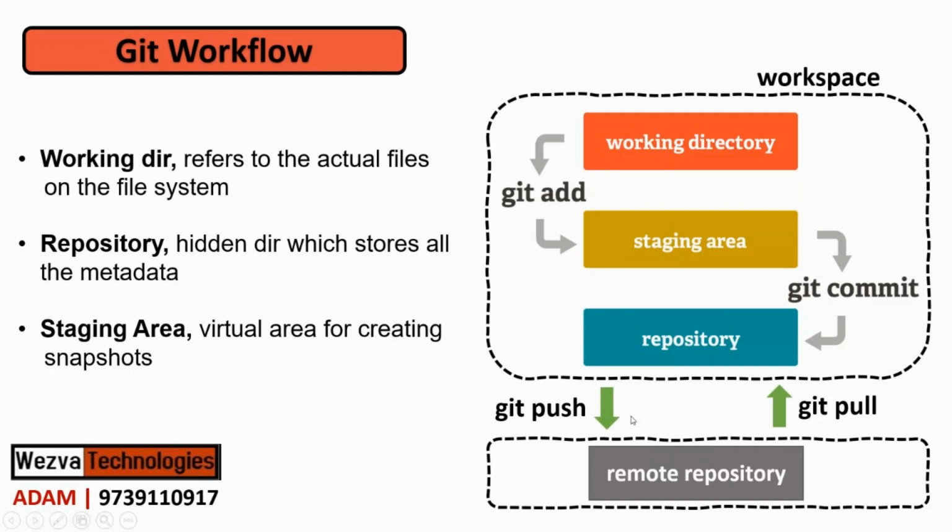So this is the workflow: git clone, then modify the file, git add, git commit, and git push. And whenever it is needed, you will be doing a git pull. So this is the basic workflow you will be following. So let's try to do that now.